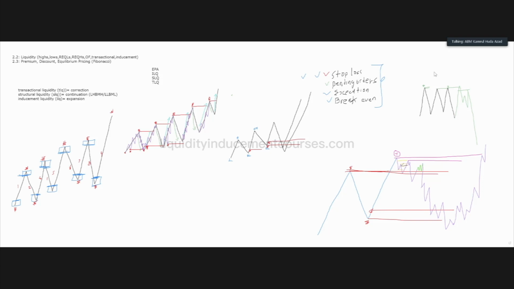Okay, but price tapped into the structural liquidity and it's rejecting. For me to be able to sell this, do I need an MSU or not? Yes, I need an MSU for me to sell this. But even if I have an MSU here, I still wouldn't sell this. Why? Because it is not yet efficient. I need a new low to confirm the efficiency here.